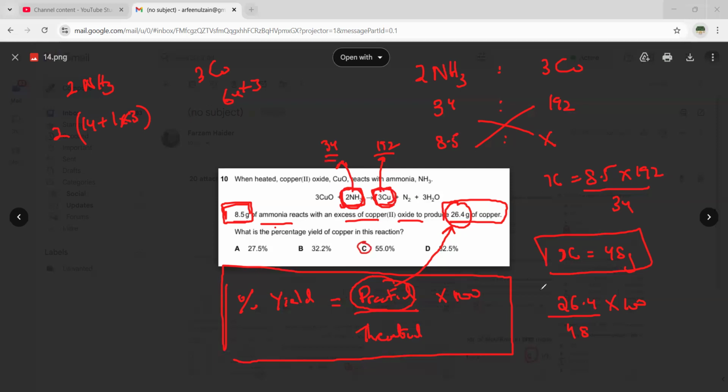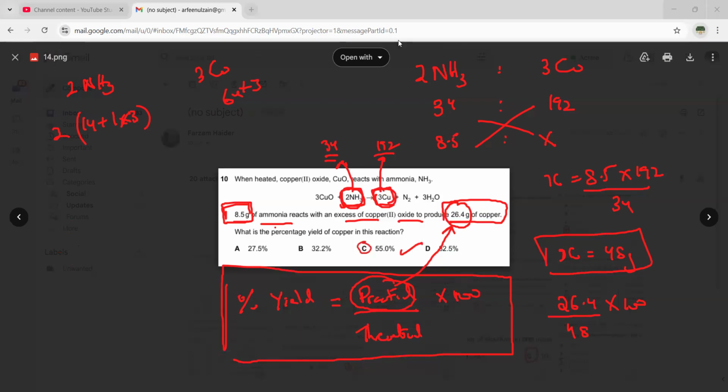So 26.4 divided by 48 into 100. What's the answer? 48? No, it cannot be. The final answer, you're getting 40? It should be above. Oh, it is 55. 55 percent. If it was 48, it should be less than 24, because 24 is 50% of 48. So it is more than 24. Definitely it will be more than 50. So 55%.